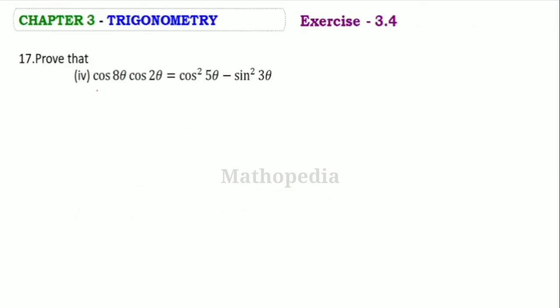Now let us prove the fourth subdivision. cos 8θ into cos 2θ is equal to cos²5θ minus sin²3θ. Take the left hand side, cos 8θ into cos 2θ. This is equal to, see the answer, it is in 5θ and 3θ. So this 8θ can be split as 5θ plus 3θ. Similarly, 2θ can be written as 5θ minus 3θ.